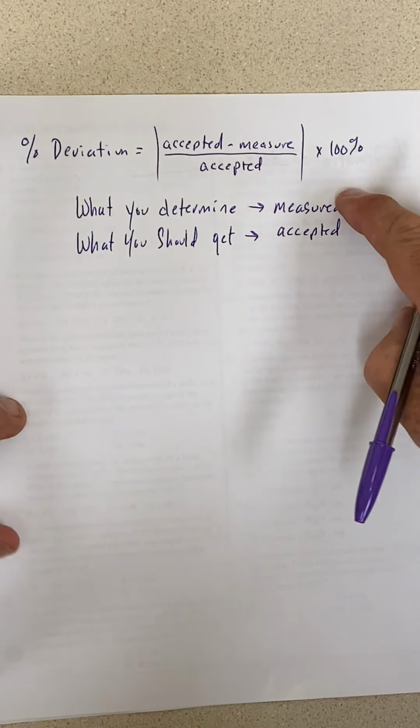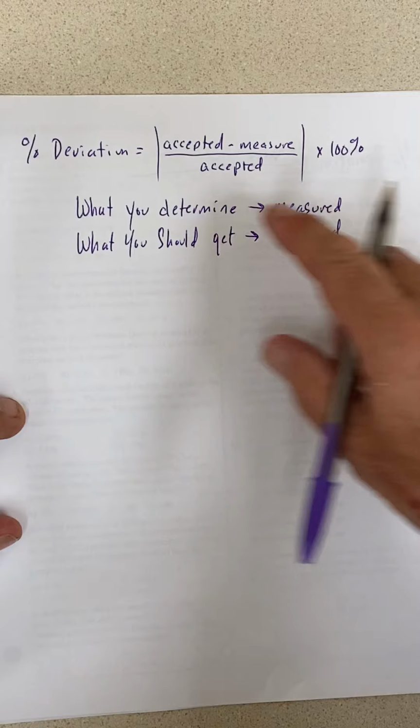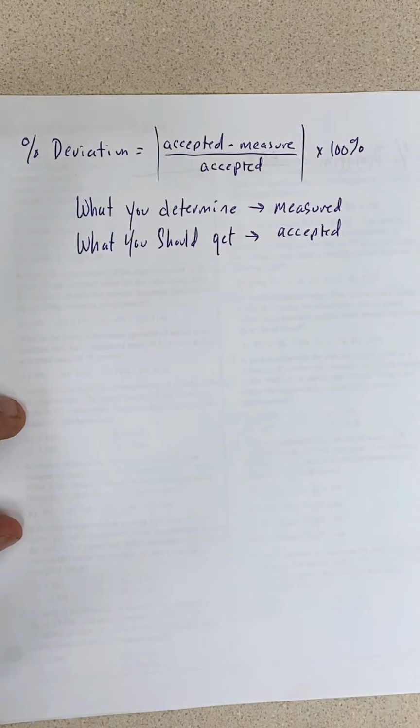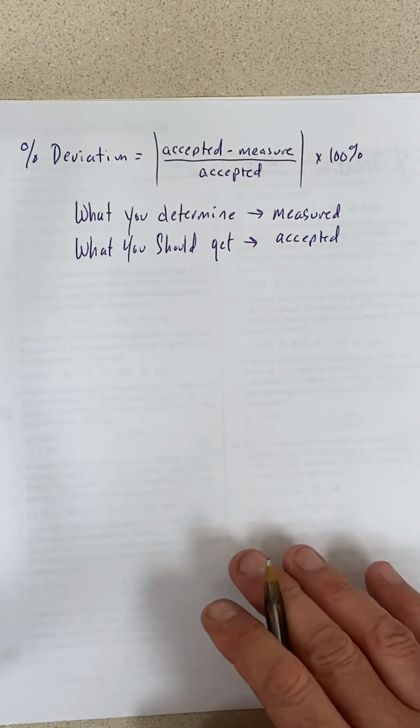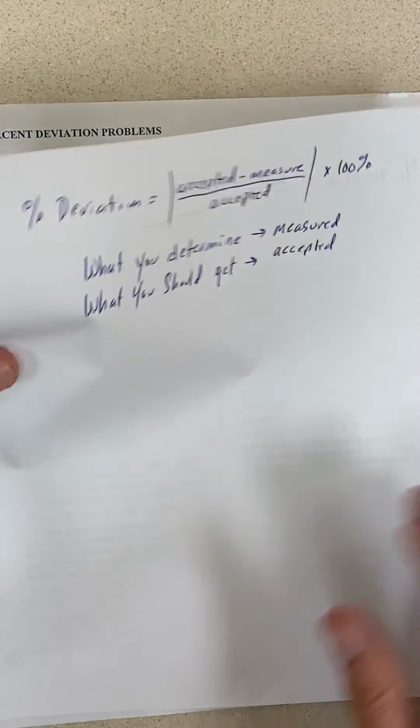But if your measured amount is different than the accepted amount, then we use the percent deviation to figure out the percentage of how far off you are. Of course, 0% is no error at all. So let's take a look at an example or two from your homework assignment.